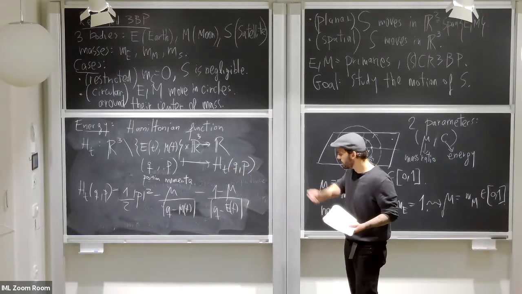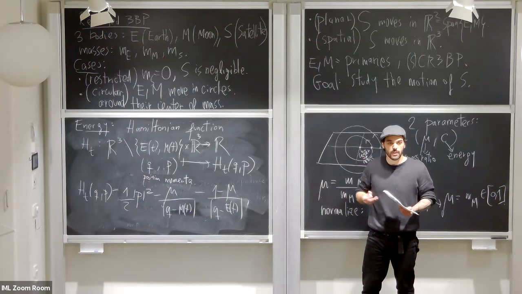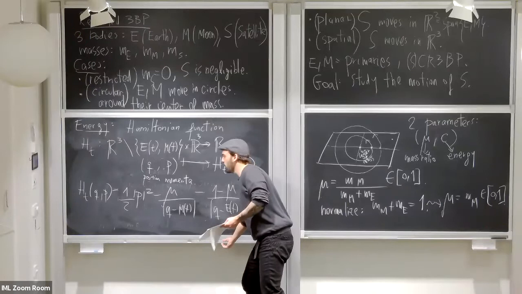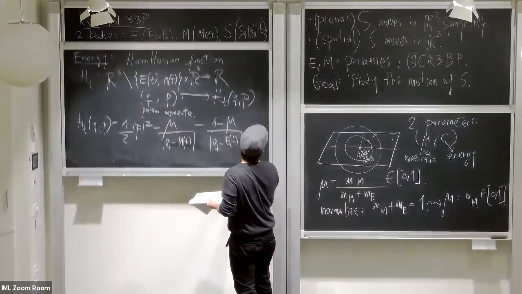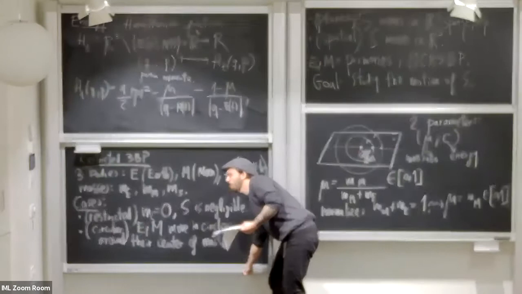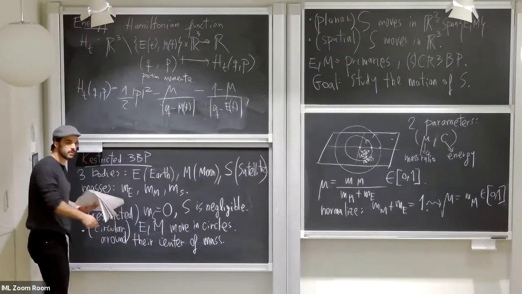So this is in principle what the Hamiltonian, the energy function of this physical system, should be. But what I don't like about this Hamiltonian is that it depends on time. And here's where one of the assumptions that I made on the problem comes in to simplify our lives, which is the circular assumption. I can do a change of coordinates in which it becomes time independent.